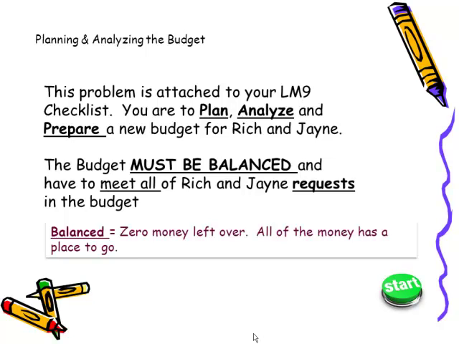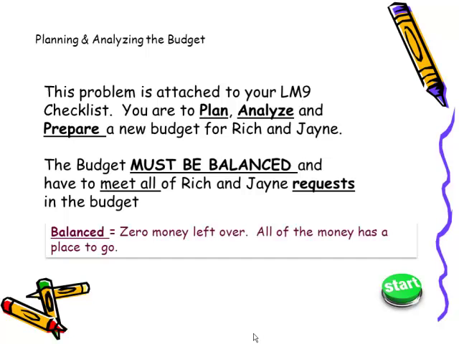Okay, that problem is attached to your LM9 checklist. You'll need to plan, analyze, and prepare a new budget for Rich and Janie. Understand that the budget must be balanced, and you have to meet all of Rich and Janie's requests in the budget. Now, when we say balanced budget, what we're saying is zero money is left over. That means all money has a place to go.